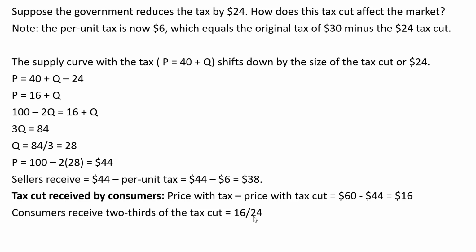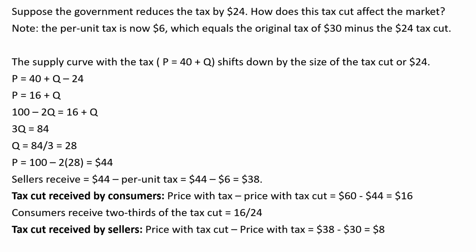So nevertheless, that amounts to a 2/3 benefit here to consumers. As for the sellers, the tax cut received by the sellers, we're going to calculate that as the price with the tax cut of $38 minus the price with the tax, which was only $30 before. And so sellers are getting $8 more, so they're benefiting from this tax cut. And what does that amount to? Sellers receive 1/3 of the tax cut in the form of higher prices. So 8 divided by 24. So let's sum this up.